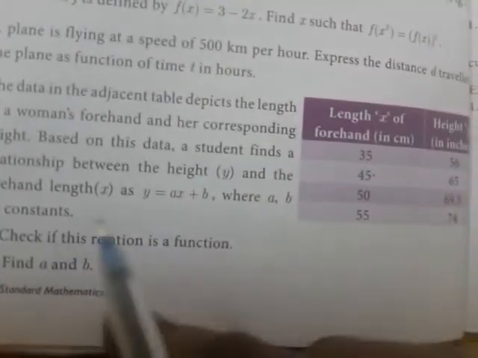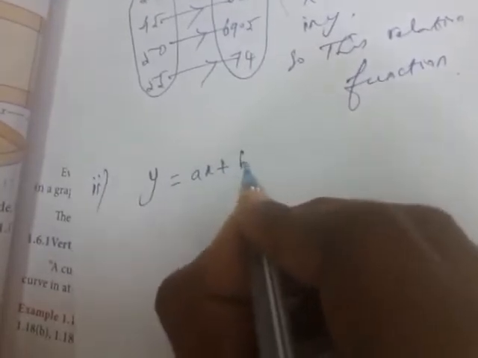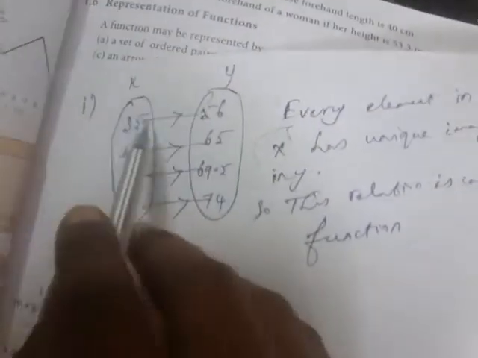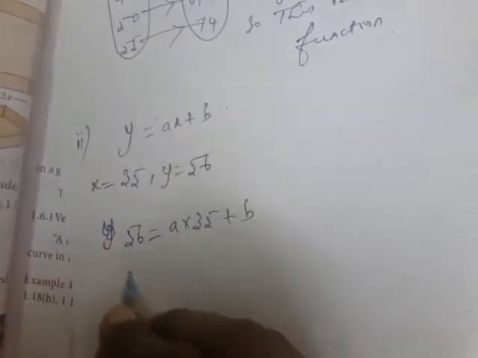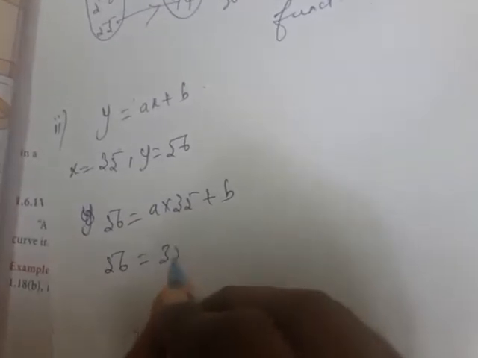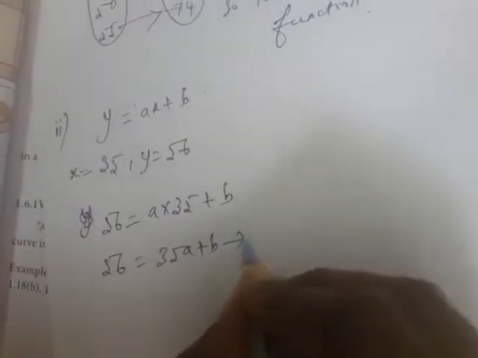Find a and b. What is the condition they are given? y equal to ax plus b. So I have to take the first set of values first. x is equal to 35, y equal to 56. So I have to substitute these values: 56 equal to a into 35 plus b. So 56 equal to 35a plus b. This is equation number 1.